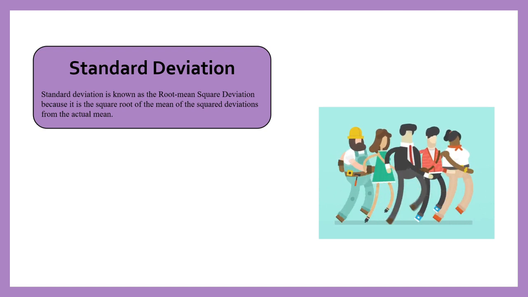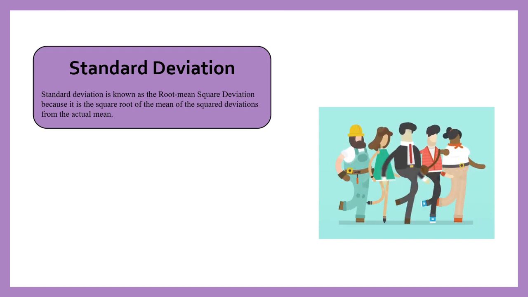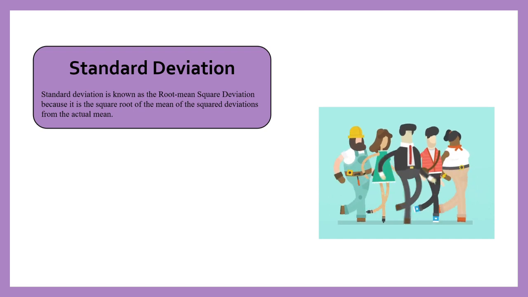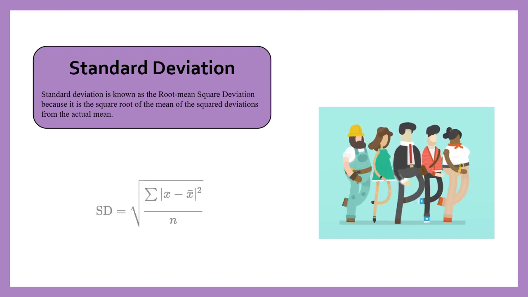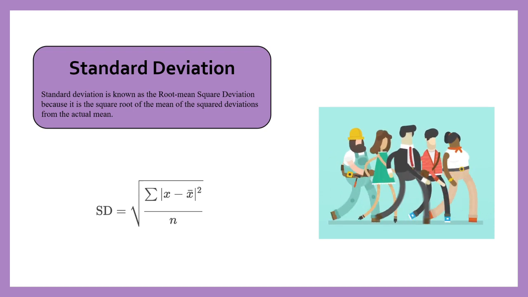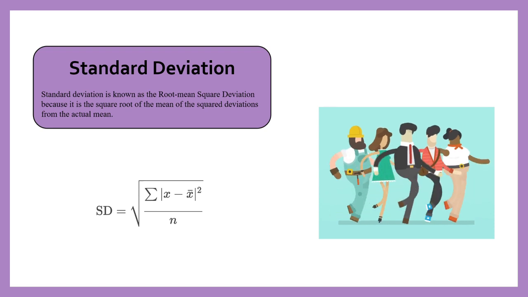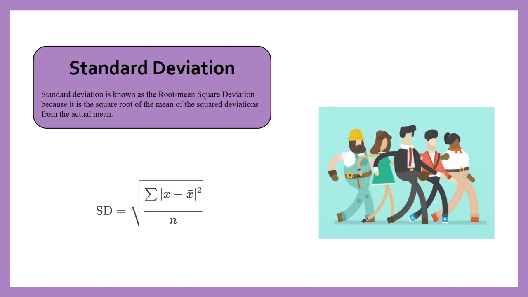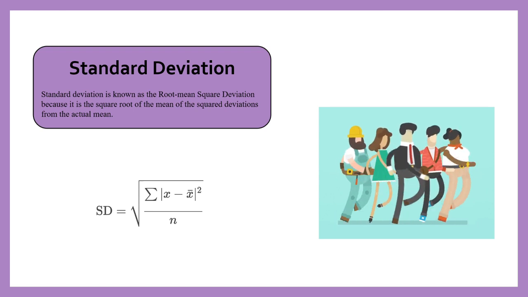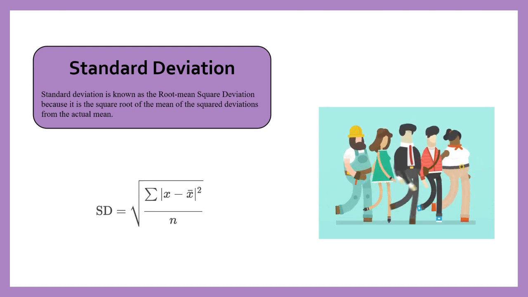Standard deviation. The concept of standard deviation was introduced by Karl Pearson in 1893. Standard deviation may be defined as the positive square root of the arithmetic average of the squares of deviations of the given values taken from the arithmetic average of a series. It is denoted by the Greek letter sigma. Sigma equals the square root of summation (x - x̄) squared upon n.